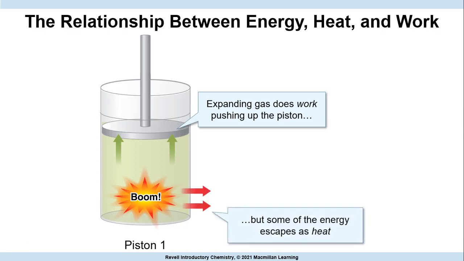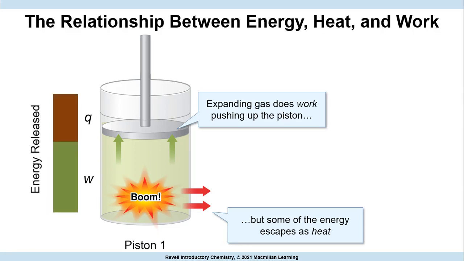Some of that energy as well is being transferred as heat. So not all the energy is converted to that work. Some of it is lost to the surroundings as heat. So the sum of the work that is done by expanding the piston and the heat that is lost to the surroundings is the energy. So the sum of the work and the heat is energy. So we can represent it mathematically as delta E is equal to Q plus W. So the energy is the sum of the heat and the work.